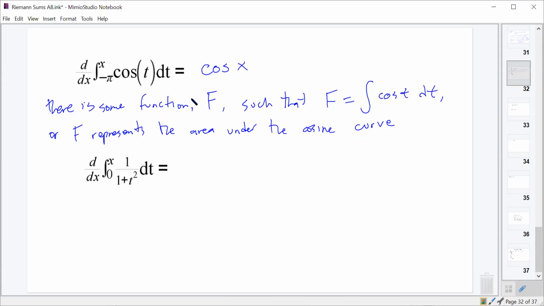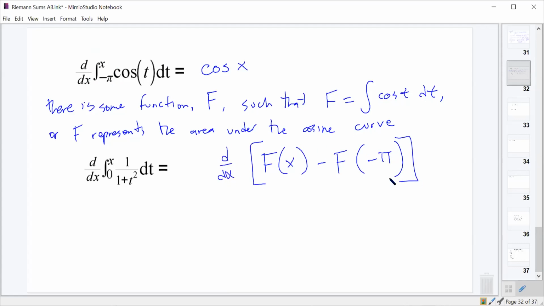There is some function, we're calling it capital F, so that capital F is the integral of cosine of t dt, or F represents the area underneath the cosine curve. So we're just saying there's some function that makes that happen. And so the second part of the fundamental theorem of calculus says that we take that capital F function and we evaluate it at this upper limit. And then we subtract that capital F function evaluated at that lower limit. Okay? And so then what we want is the derivative of that.